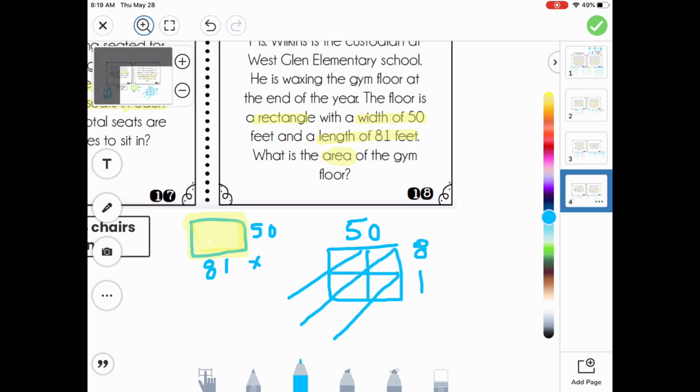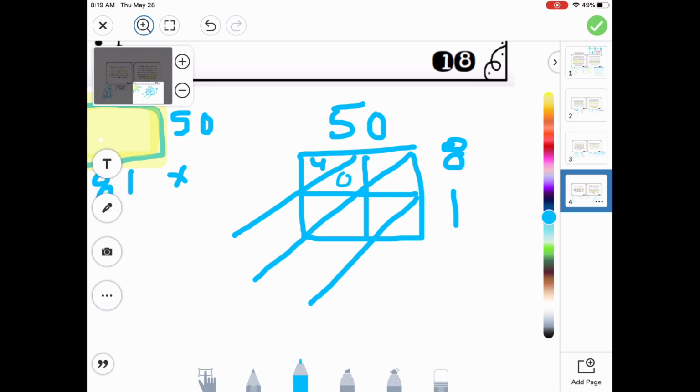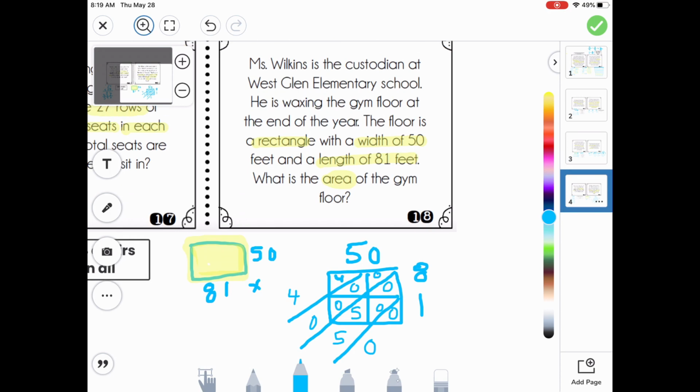All right, so now I multiply 5 times 8 is 40. 0 times 8 is 0. 0 times 1 is 0. 5 times 1 is 5. And I add my diagonals. Ooh, this is a really friendly problem to solve. So I got 4,050. So I know that the area of the gym floor is 4,050 square feet.